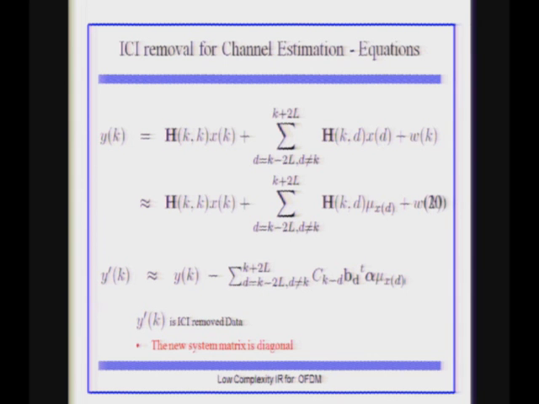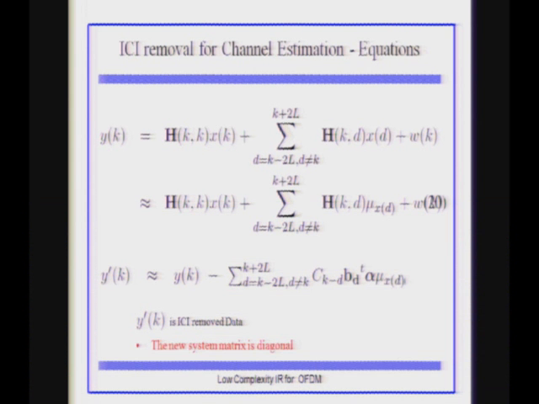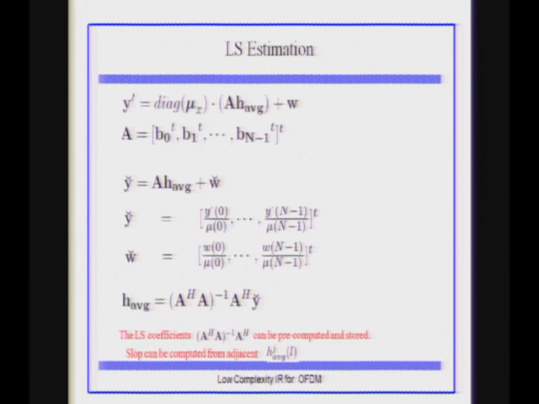Now, these are the equations. As you see, this is H_kk, and this is H_kd and H_kk, and this is the new system where you have only diagonal elements. And this is the LS estimation. So instead of x, we replace the x's with the conditional mean values, and because this is diagonal, you can just invert it. And you divide by these mu's, then you get this equation from which you can compute the LS estimate.